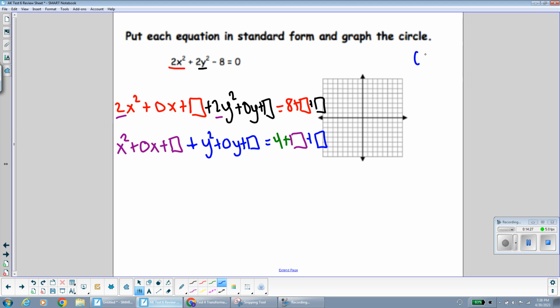So when we're plugging into our b over 2 squared to find our c term, our b coefficient is the same for both of these. So it's going to be the same thing. And it's 0 over 2 squared. Well, 0 divided by 2 is 0. And 0 squared is just 0, because 0 times 0 is 0. So 0 is the number that completes the square.